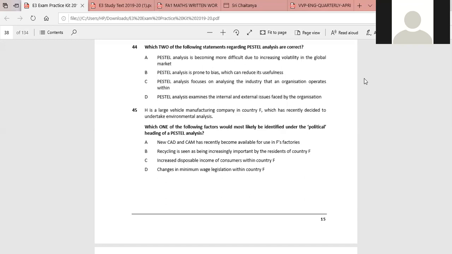Which two are correct? Whatever you think is correct, you mention. A, you think is correct? Do you think A is correct? B, C, A, C.